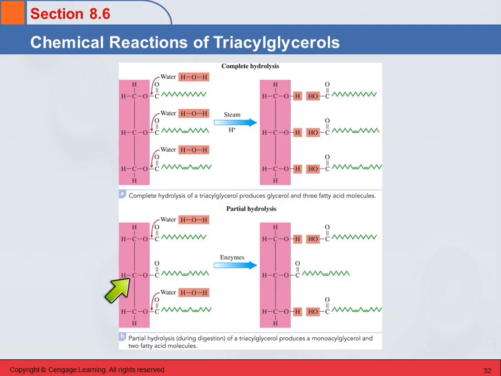In your body, what's more likely to happen is partial hydrolysis, and this is catalyzed by enzymes. And so the enzymes will catalyze the hydrolysis of this fatty acid on the end and the fatty acid on the other end. And so you'll get two fatty acids, and this would be called a monoacylglycerol because it's glycerol with one acyl group on it. And that's partial hydrolysis. And that's more typically what happens, and this would happen during digestion.